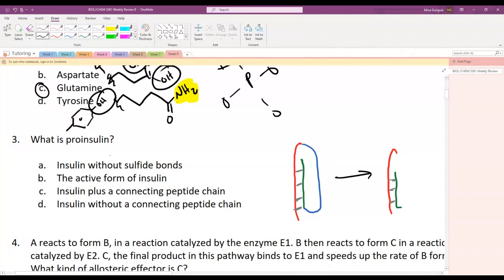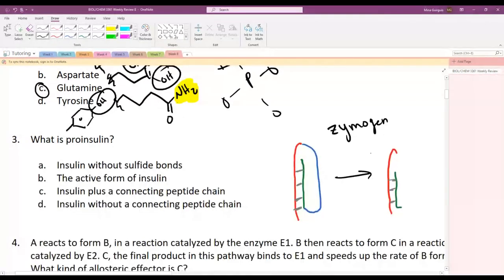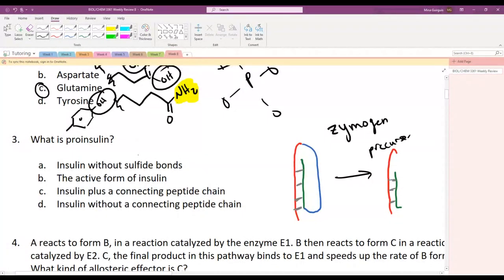So when we talk about pro-insulin, it is what's called a zymogen, or a precursor. I might have spelled that wrong. And it's not insulin without disulfide bonds. It's not the active form of insulin. It's actually the exact opposite. Pro-insulin is the inactive form of insulin.